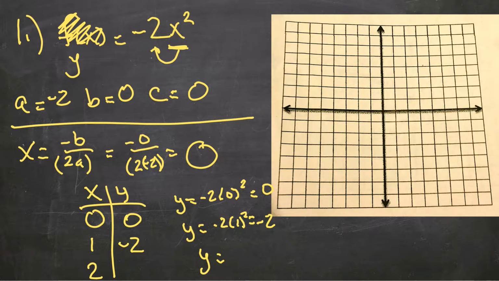Then I have y equals negative 2, and instead of x, you put 2 squared. 2 squared is 4. 4 times negative 2 is negative 8. Now, I go over 0, 0. I put a dot. That's my dotted line. I'm going to change colors.